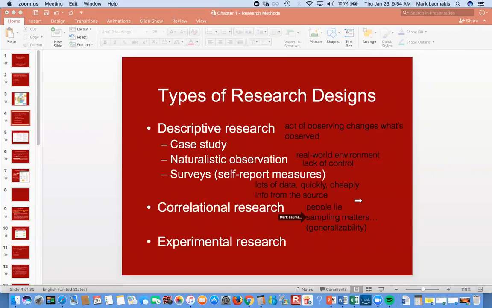So at this point, here's what I want you to think about in your mind for a second. Could you generate for me, if I asked you right now, an example of a case study? Just make it up. Could you generate for me, just make it up, an example of a naturalistic observational study, right? Could you generate for me an example of surveys or self-report measures that might be used to, again, in all these cases, to study something that psychologists would be interested in, okay?